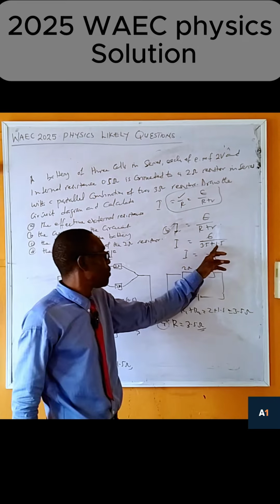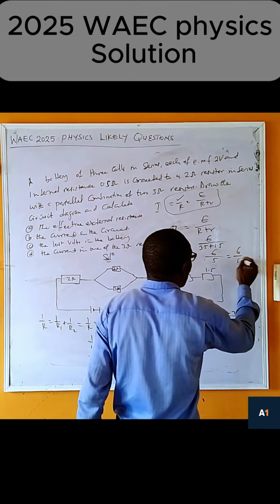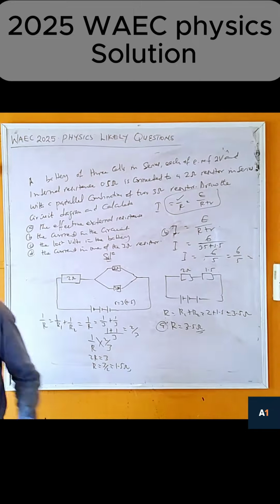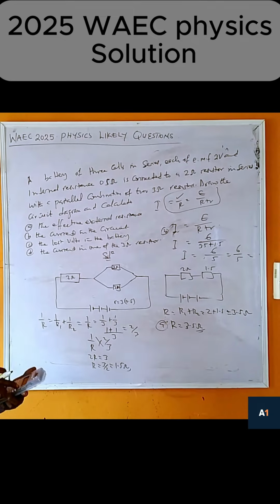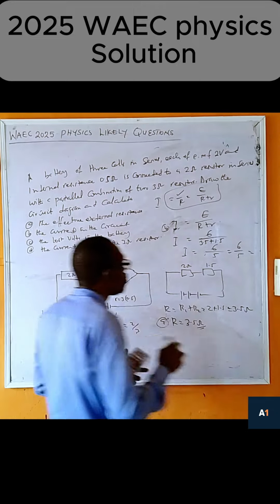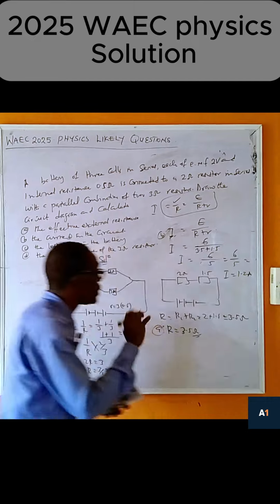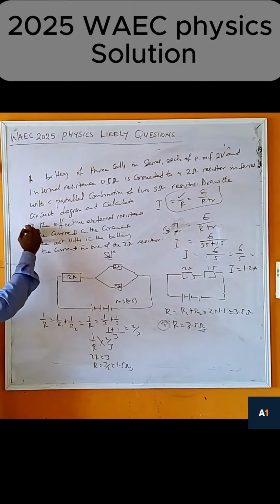Because 3 plus 1 is 4, then half and half gives 5. So we have 6 divided by 5, which gives us 1.2. So meaning that the current is 1.2 ampere. Our current is equal to 1.2 ampere. So we have solved this one.